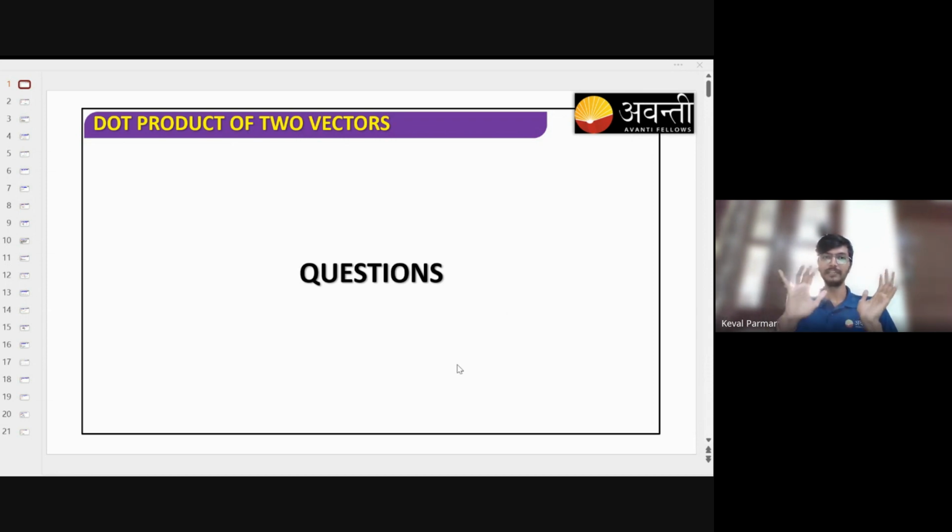So today, as you can see the heading, we are going to do questions on dot product of two vectors. You can see clearly. So we'll be doing questions on dot product of two vectors. So please note, these are very good JEE level questions. We'll be doing that. Okay, guys. And on the next lecture, which is on Monday, we'll be doing questions on cross product.